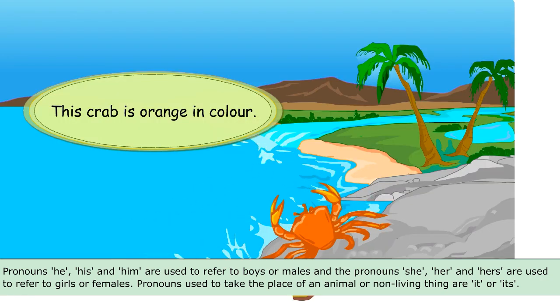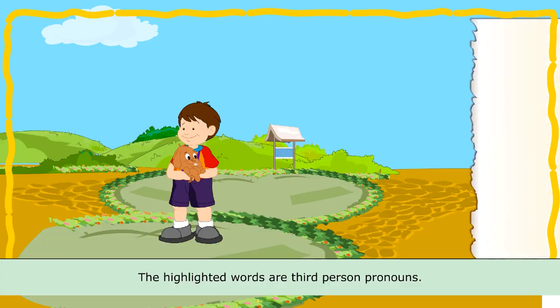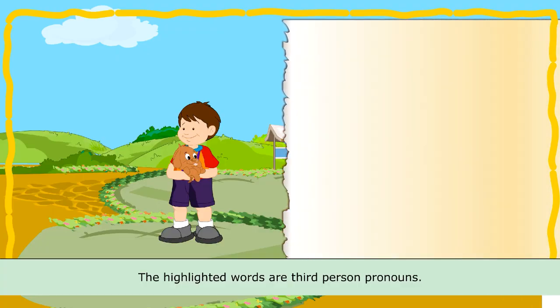Pronouns used to take the place of an animal or non-living thing are it or its. For example, this crab is orange in color. It has small pincers. Let's take some more examples to learn how pronouns agree in gender with the nouns they replace.